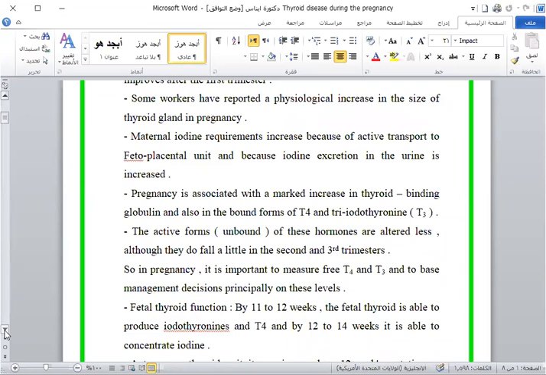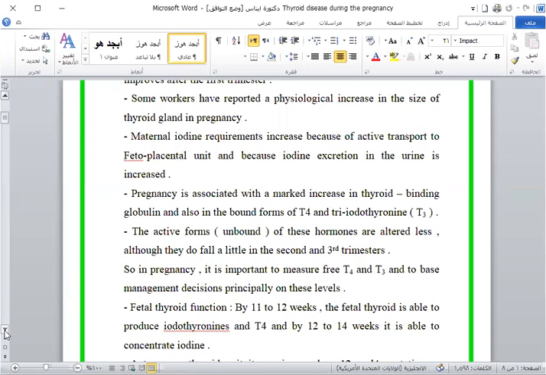Maternal iodine requirement increases because of active transport to the fetal placental unit and because iodine excretion in the urine is increased. بسبب اليورين out flow زاد، وبسبب الترانسبورت active transport of the iodine from maternal circulation to the fetus. So during normal pregnancy we need more iodine requirement for the mother. ليش؟ بسبب active transport to the fetus يحتاج إضافة، والنقطة الثانية إنه excretion iodine باليورين زادت. ليش؟ لأن urinary blood flow زاد.